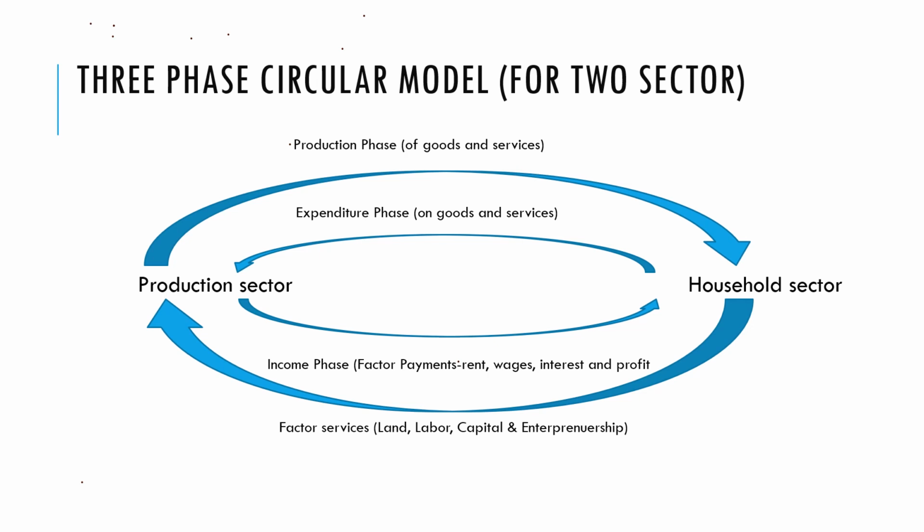Similarly, in case of household sector to production sector, factor services are provided like land, labor, capital, and entrepreneurship, and in return, production sector provides income which is in the form of rent, wages, interest, and profit. So you can see how this endless circular motion is going on for real and money flow. And this is endless and keeps on going and keeps the economy running.